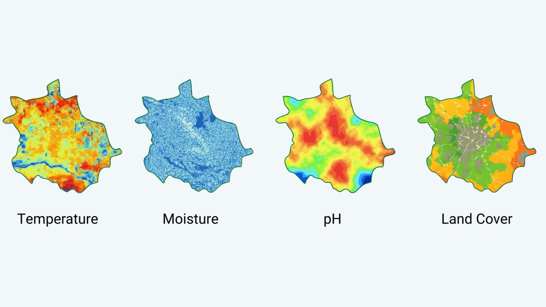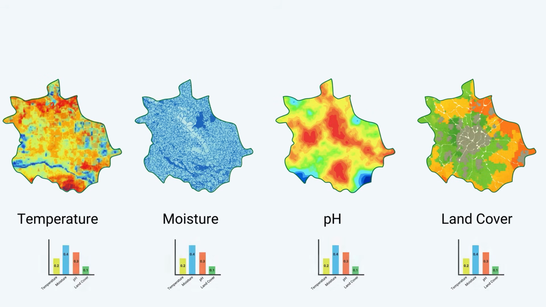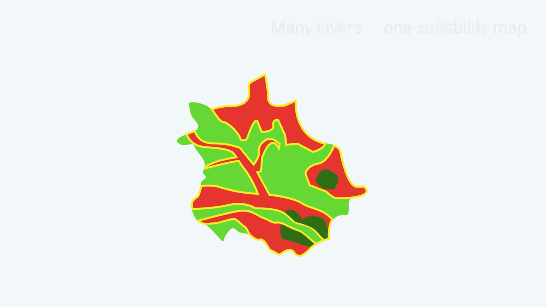For example, each factor gets a weight based on its importance: soil moisture 40%, pH 30%, temperature 20%, and land cover 10%. Combined, these layers reveal hotspots of microbial suitability. The results are clear maps reclassified on a scale from 1 to.